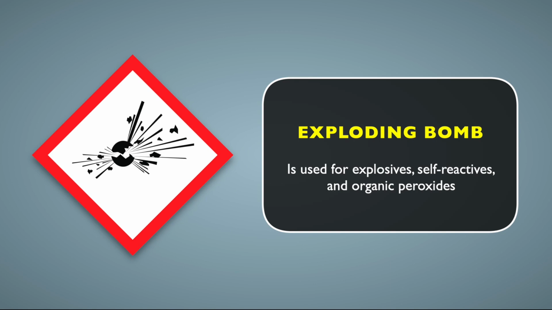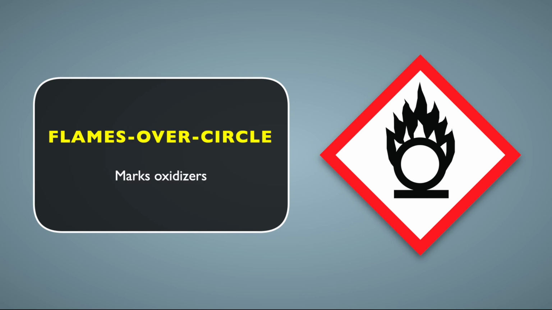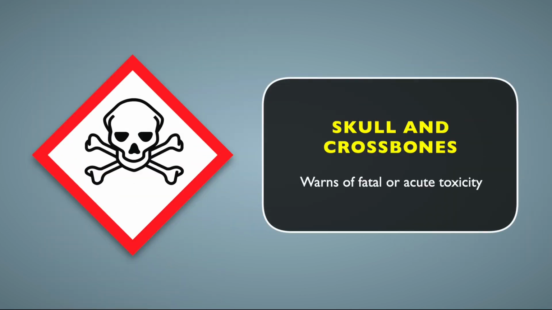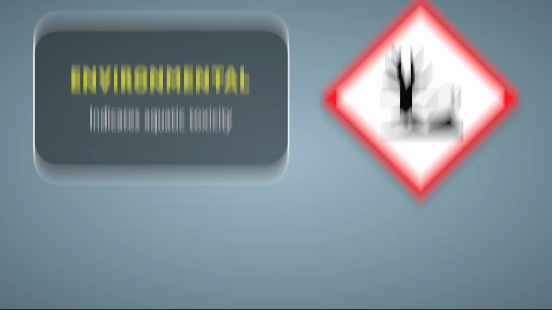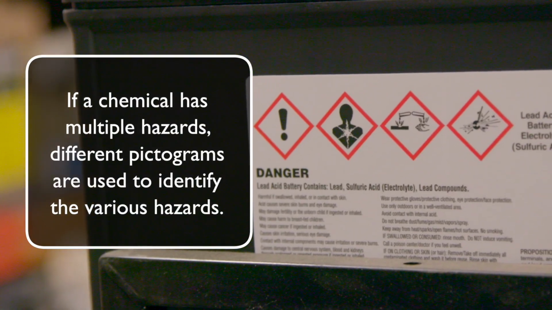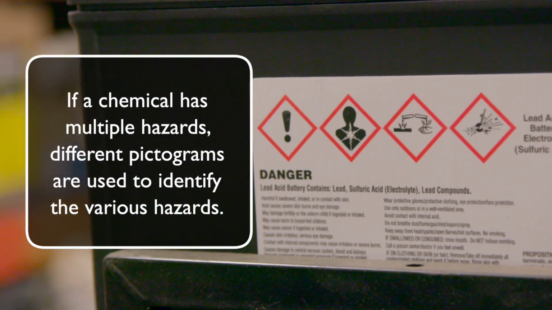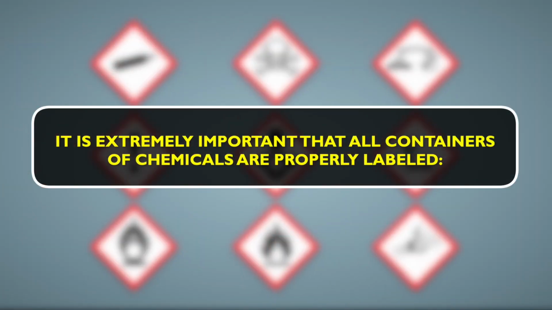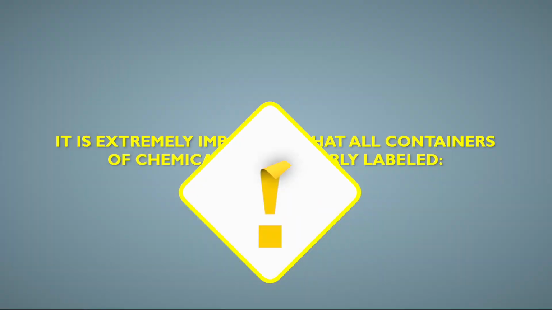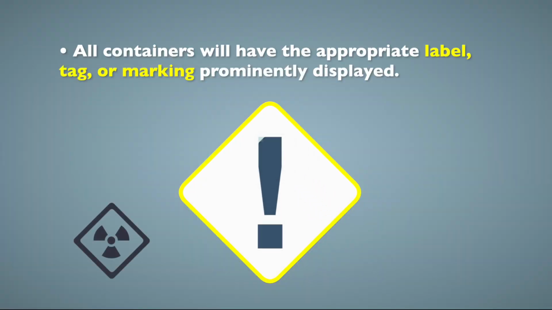Exploding bomb is used for explosives, self-reactives, and organic peroxides. Flames over circle marks oxidizers. Skull and crossbones warns of fatal or acute toxicity. Environmental indicates aquatic toxicity. If a chemical has multiple hazards, different pictograms are used to identify the various hazards. It is extremely important that all containers of chemicals are properly labeled. All containers will have the appropriate label, tag, or marking prominently displayed.